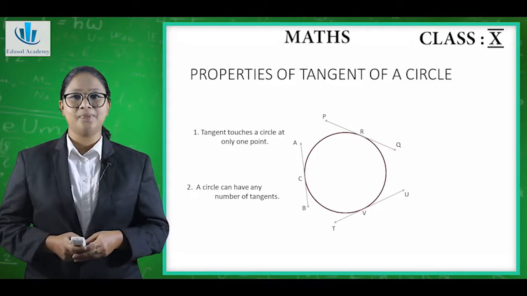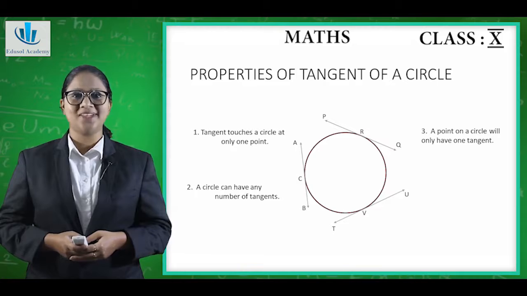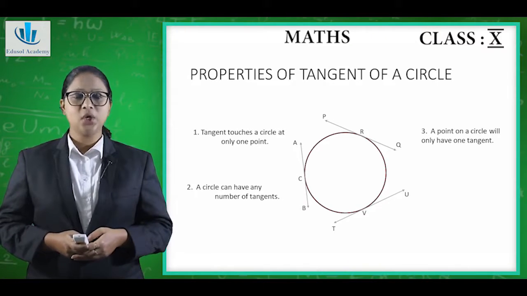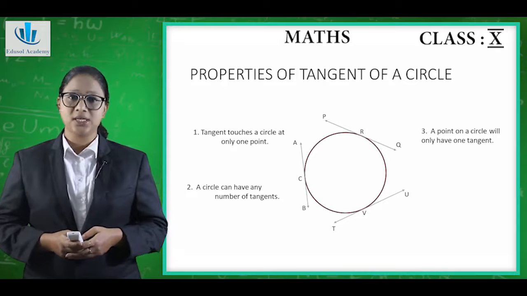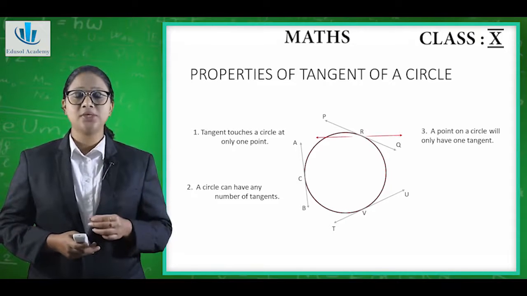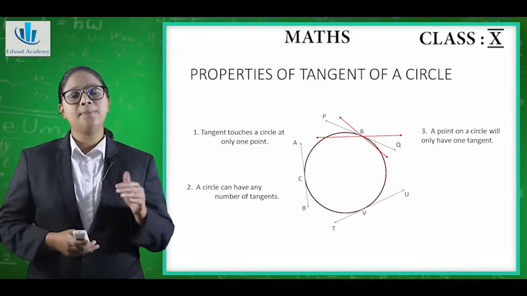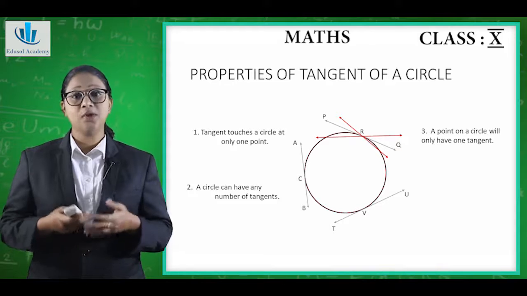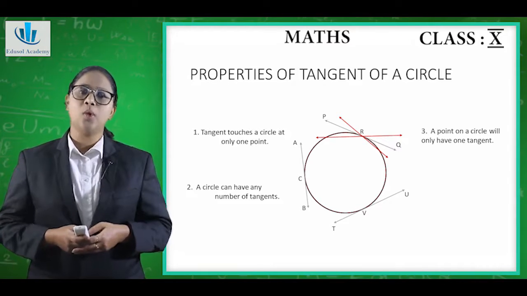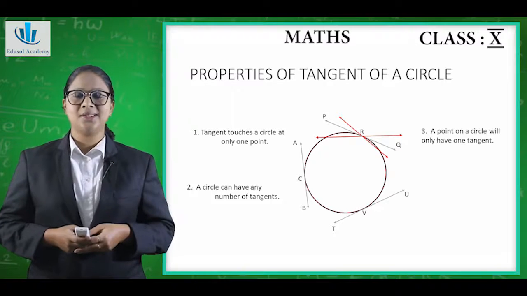The third property is somewhat like the converse of the first property. So the third property states that a point on a circle will only have one tangent, which means that let's take the case of the point of contact R in the figure. You can see that through R only PQ can pass. Well, we can draw many lines as shown in the figure through R, but all the other lines won't be tangents. Only PQ will be the tangent that is passing through R.